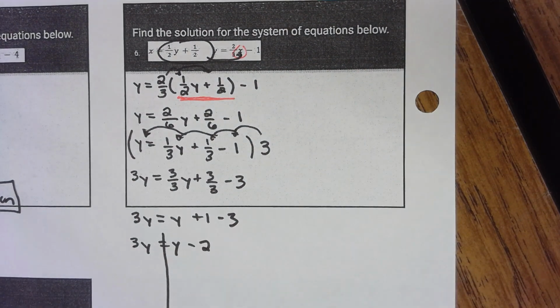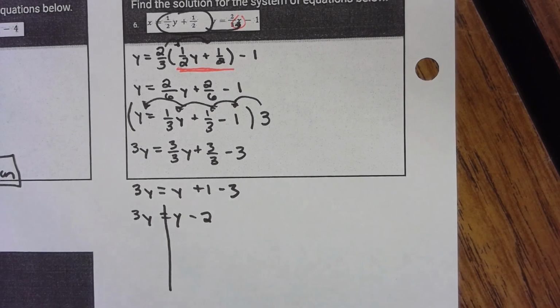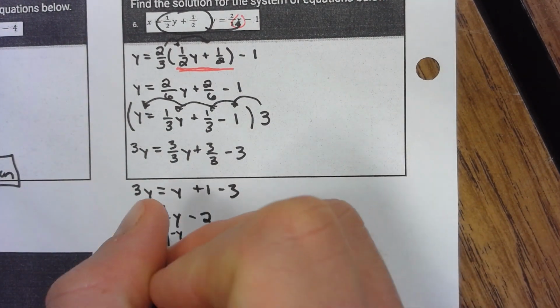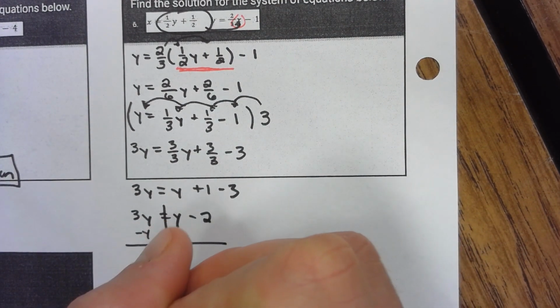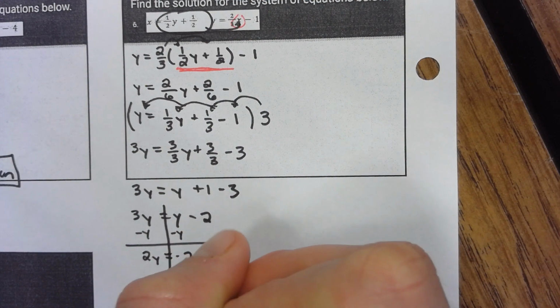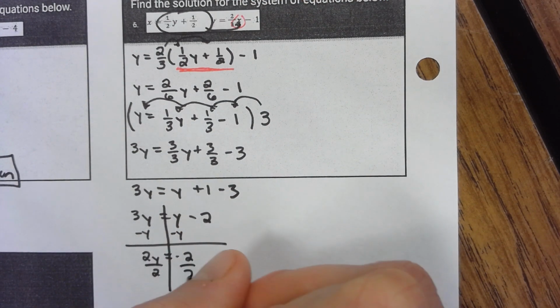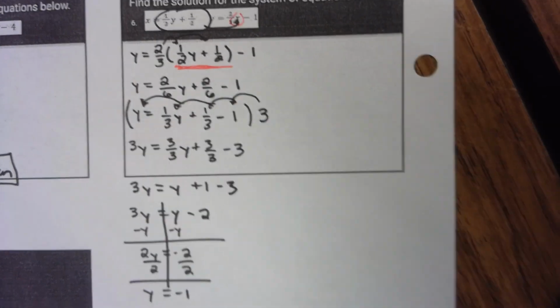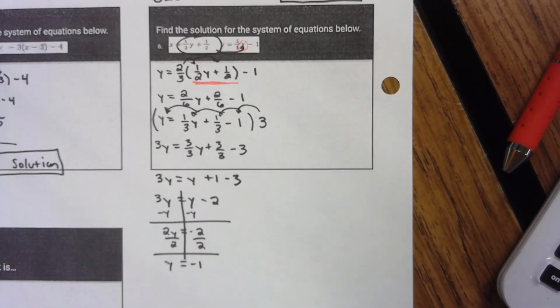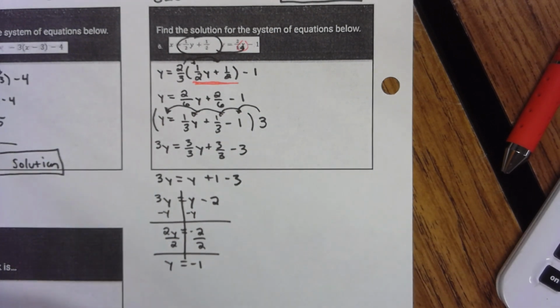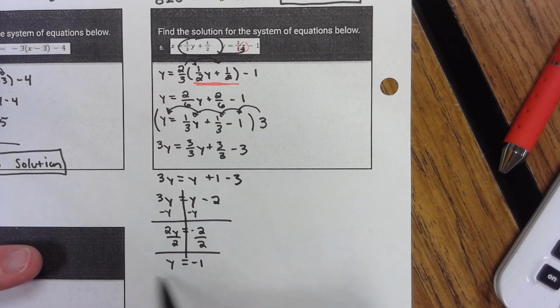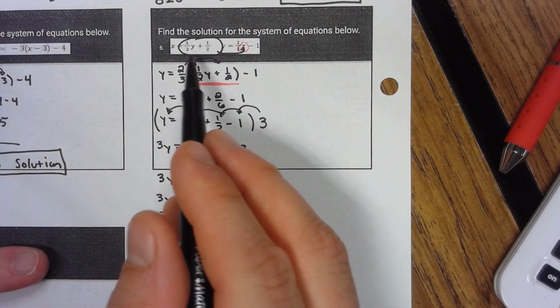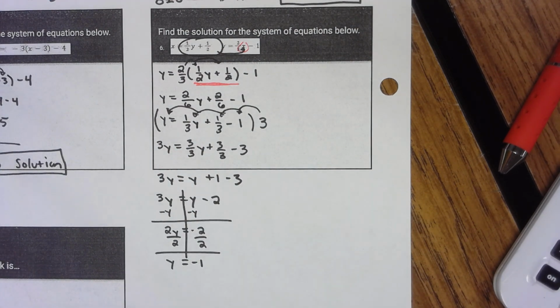And now I can start solving. I'm going to first subtract y. So I get 2y equals negative 2. And divide by 2 and get that y equals negative 1. So we did all that work just to decide that y is negative 1. We still need to find x. So I'm going to take y equals negative 1 and substitute it into one of the other equations.